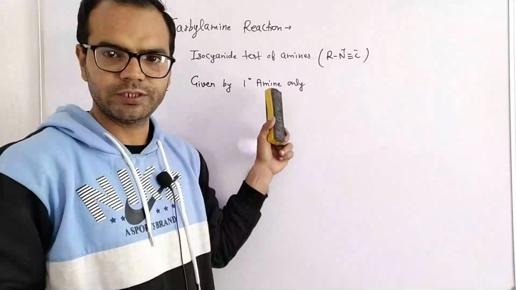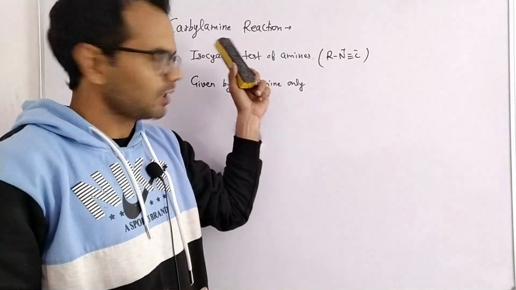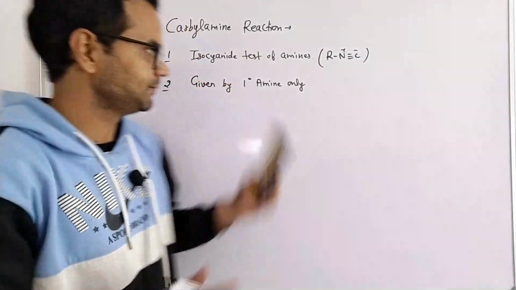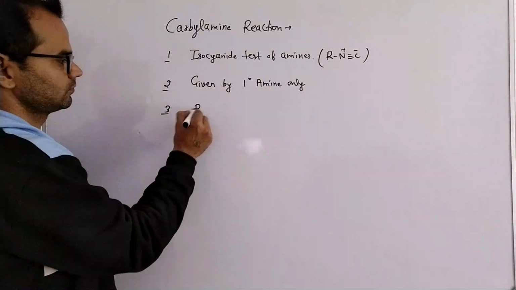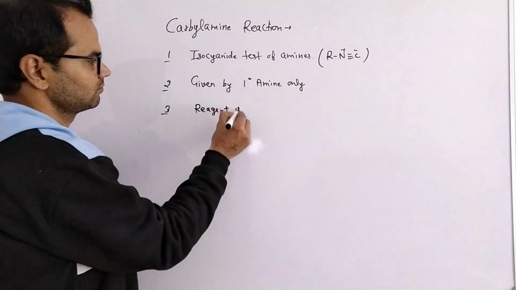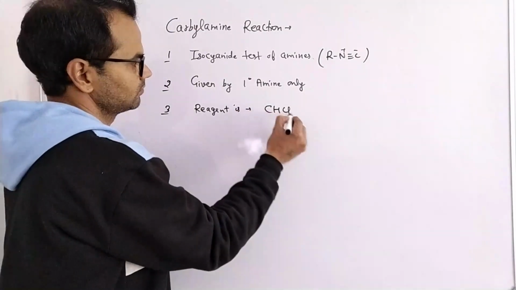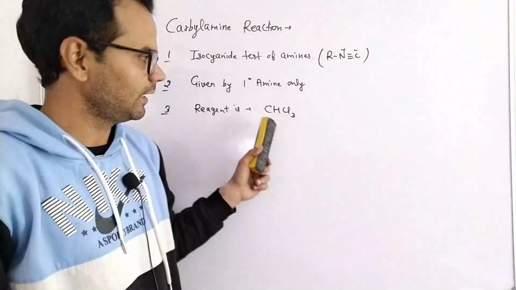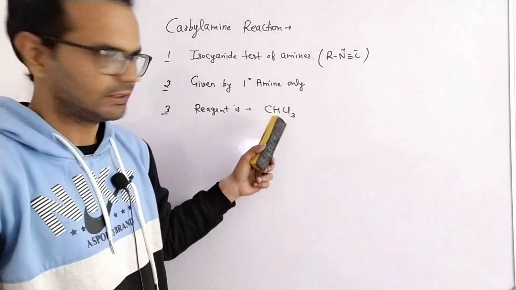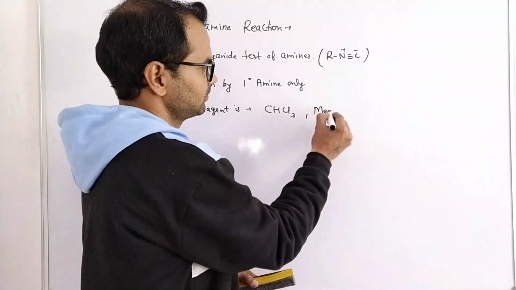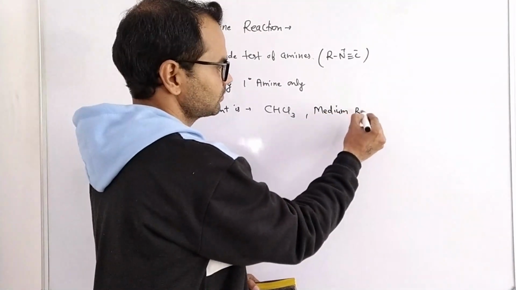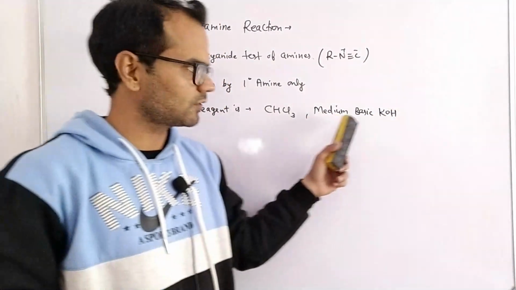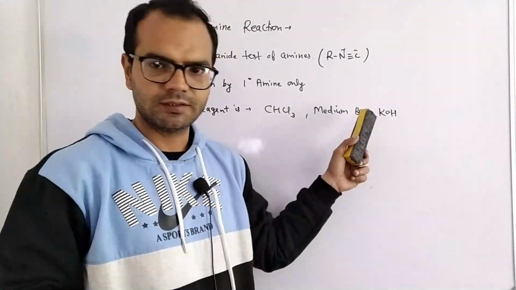Secondary and tertiary amines are unable to react in the carbylamine reaction. What are the conditions of the carbylamine reaction? The reagent is CHCl3, that is chloroform, and a basic medium is required. The reaction takes place in the presence of a strong alkali, potassium hydroxide or sodium hydroxide.